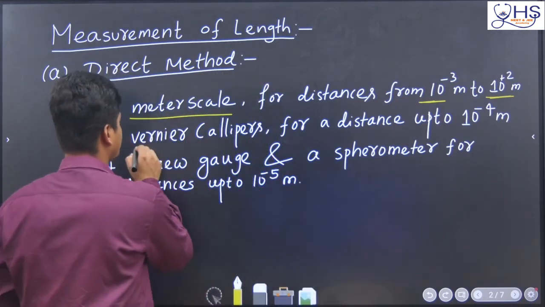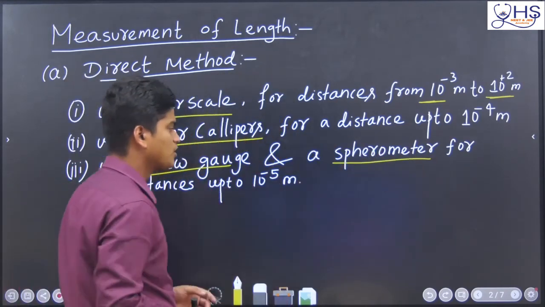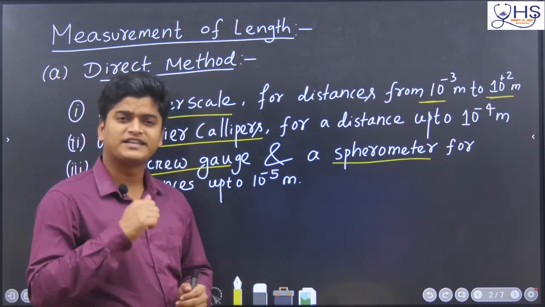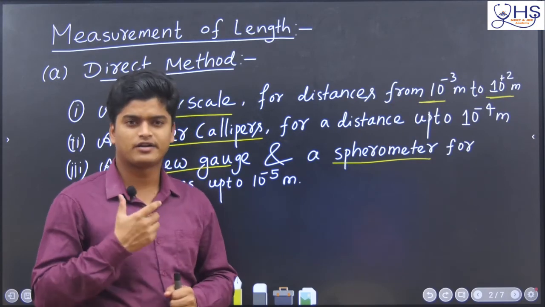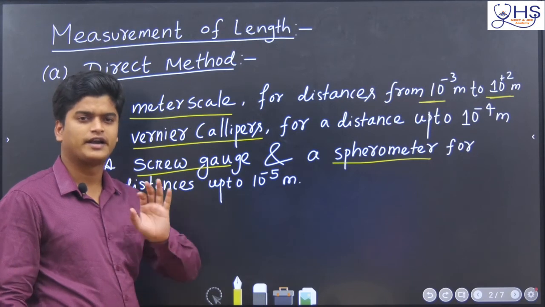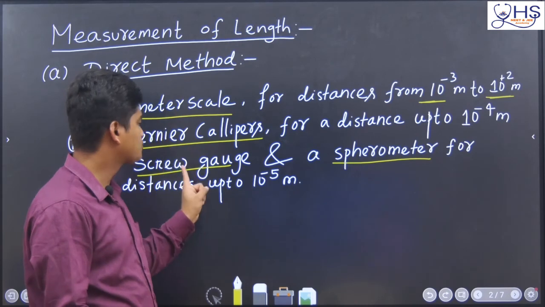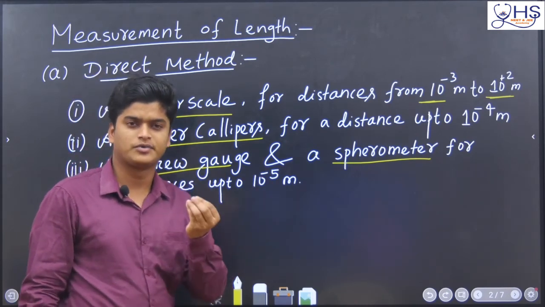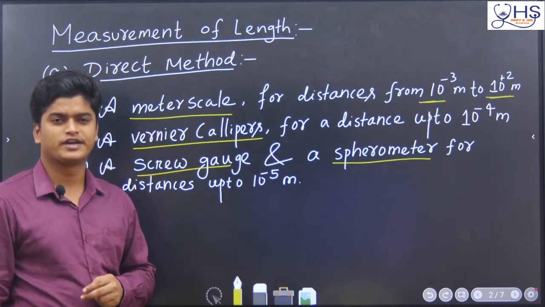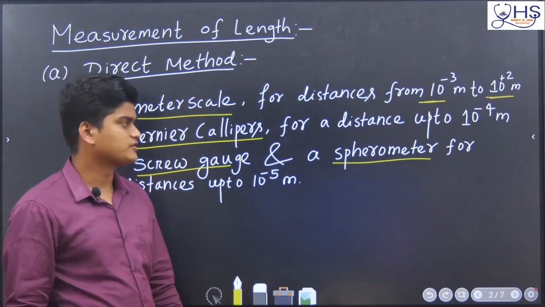Those instruments are the Vernier Caliper, screw gauge or spherometer. What is a Vernier Caliper? In the measurement section, when you study error and calculation, at that time you will understand what a Vernier Caliper is. It is there in your exam, and you can definitely expect one question, either least count of the Vernier Caliper, screw gauge or spherometer, or some questions related to the Vernier Caliper and screw gauge. In NEET we can get such questions also, so we will discuss it in a separate lecture.